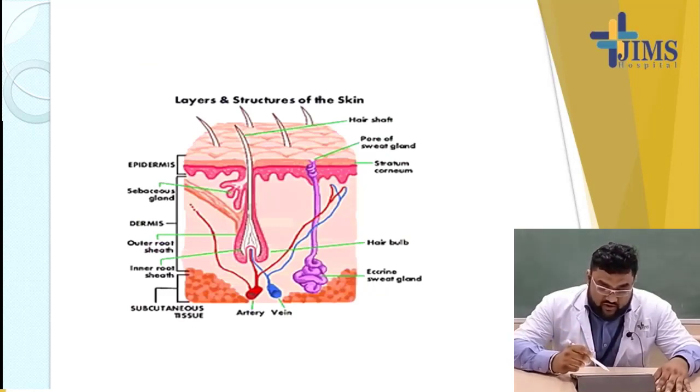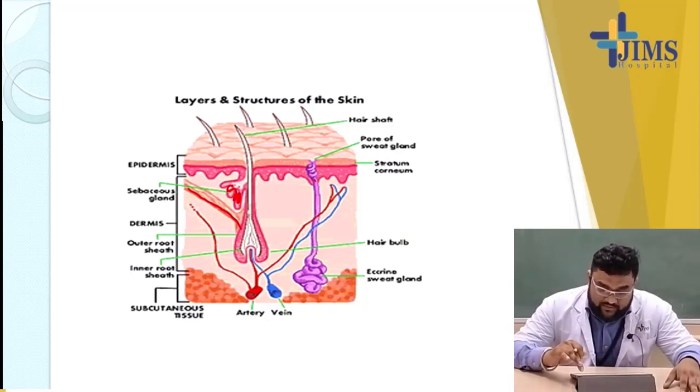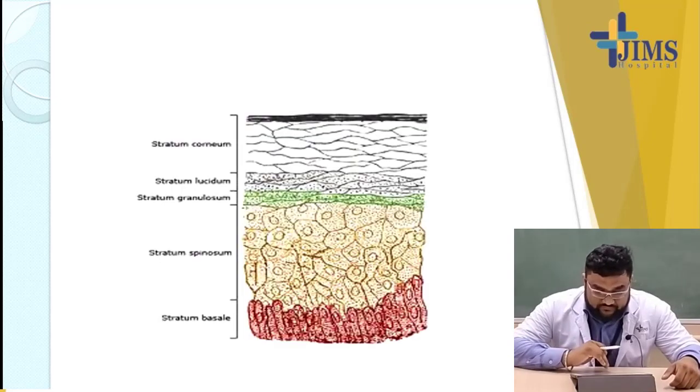This is another picture with the appendages. These are the hairs with the hair follicles and the sweat glands, and we have the sebaceous gland also. This is the sebaceous gland, and this is the muscle that attaches to the hair, the pilo-erector muscle, and these are the blood supplies. We'll tell you the blood supplies in detail later.